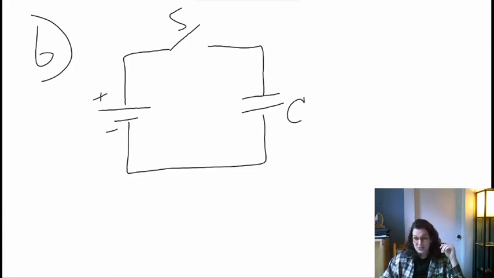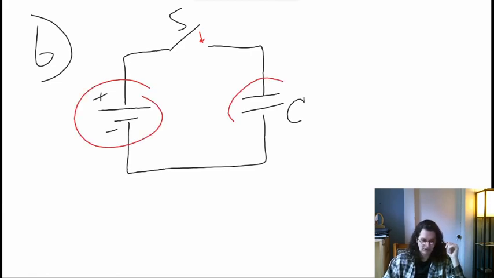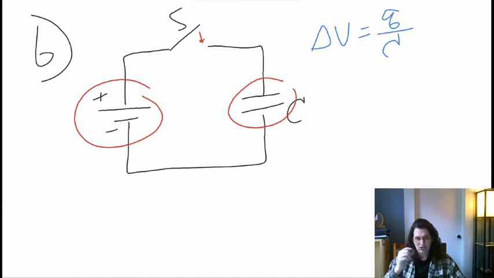And then they tell us that we close the switch. So what happens when you close the switch? You complete the loop. And now the potential difference from this battery is established over this capacitor. When that occurs, we have a potential difference that will store a charge Q on a capacitor of capacitance C. And they give us the capacitance, they give us a potential difference. We're simply asked to find the charge.